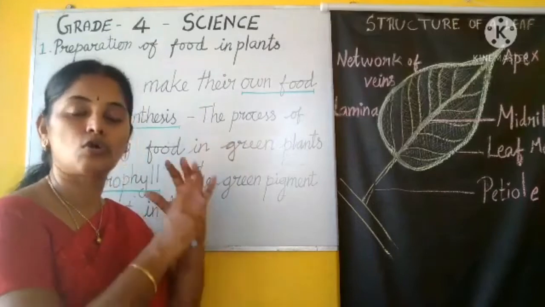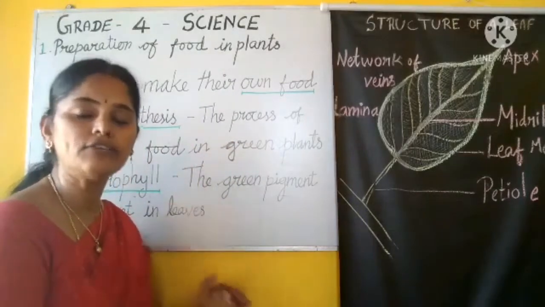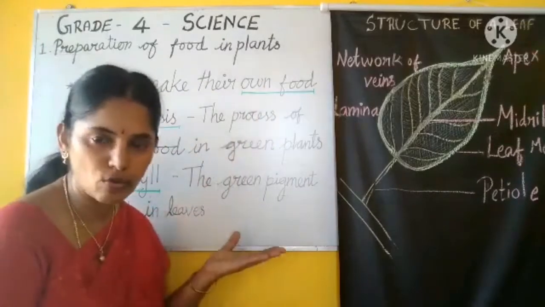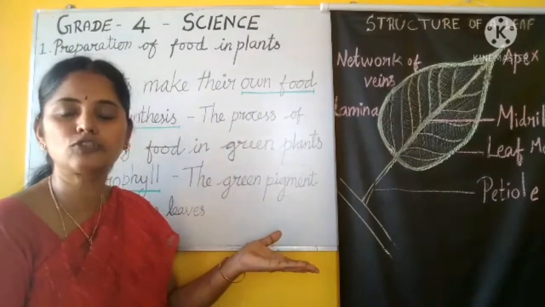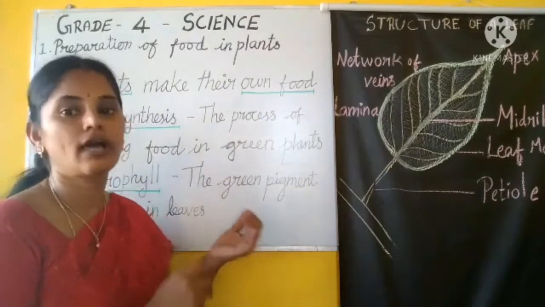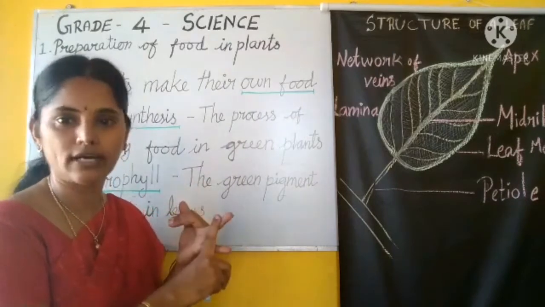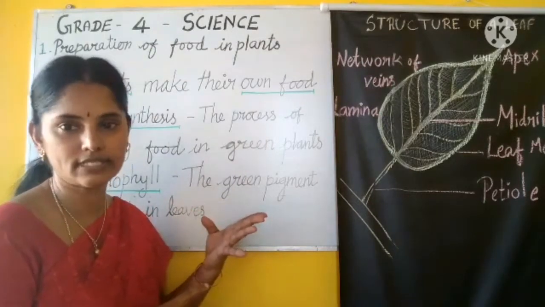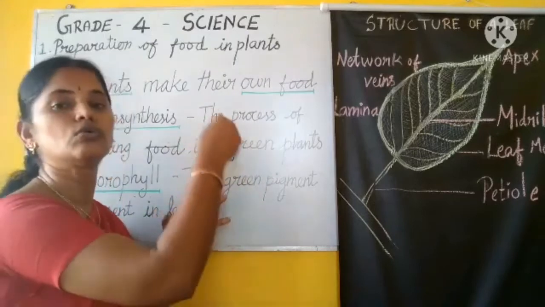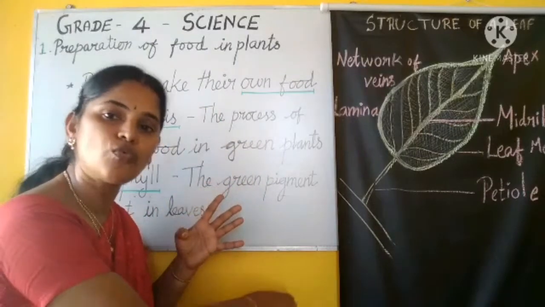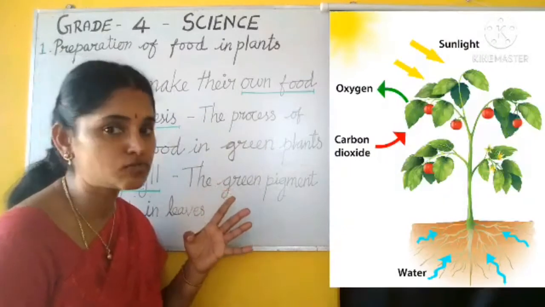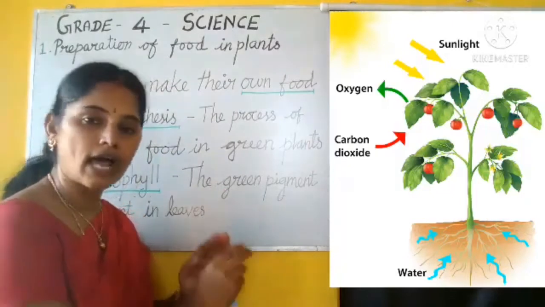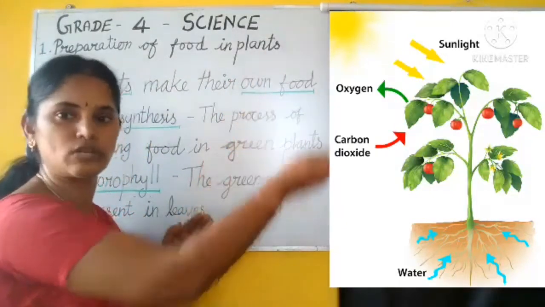Isn't it? So what things are needed for plants to prepare their own food? Air, water, sunlight and soil. Through the roots, they absorb water and minerals. Plants absorb water and minerals through their roots, isn't it? And the stem passes this to the leaves.